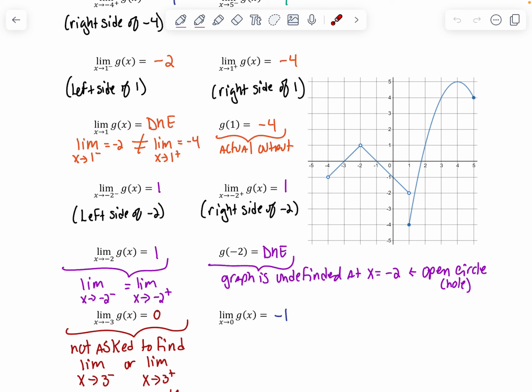The last question asked, the limit as x approaches 0. Here is x approaches 0. I go down. There is no open hole on the graph, so I have a height of -1.